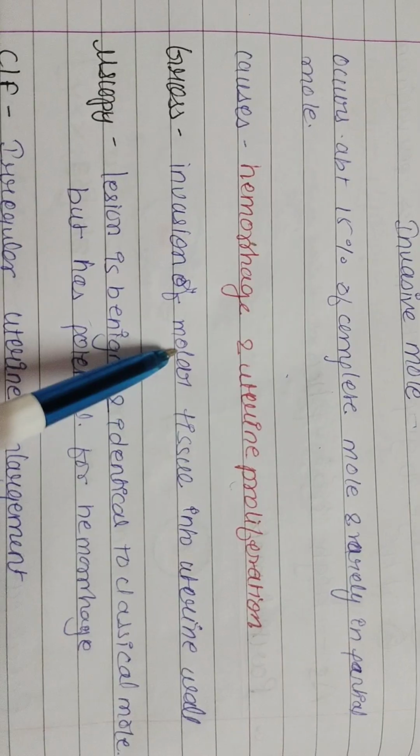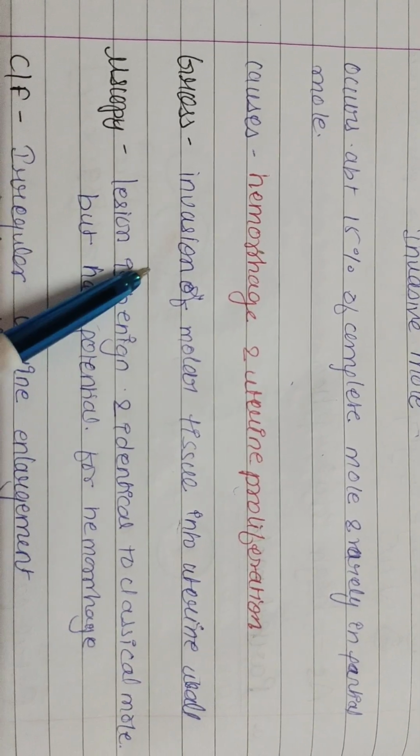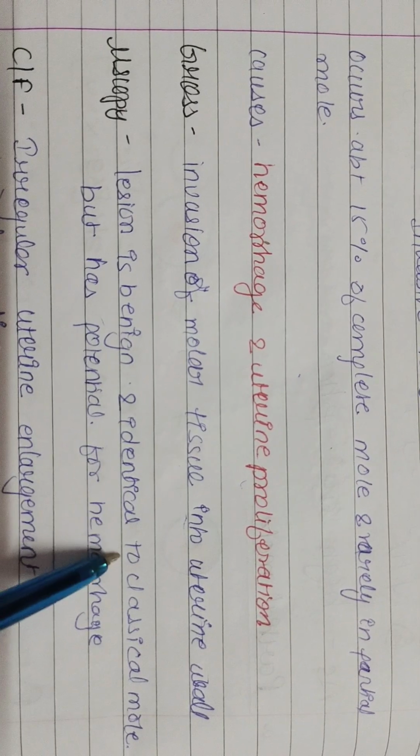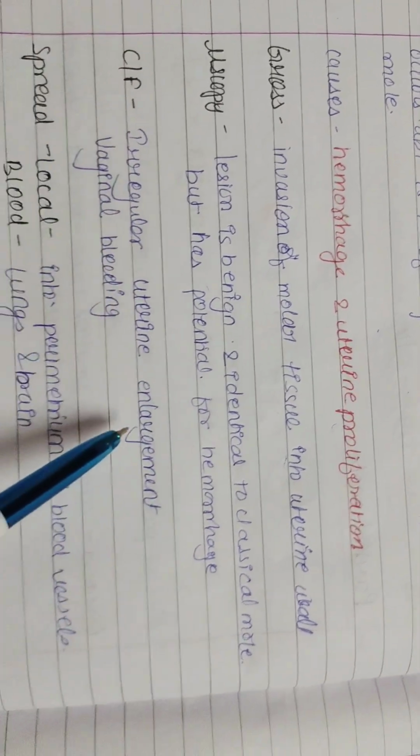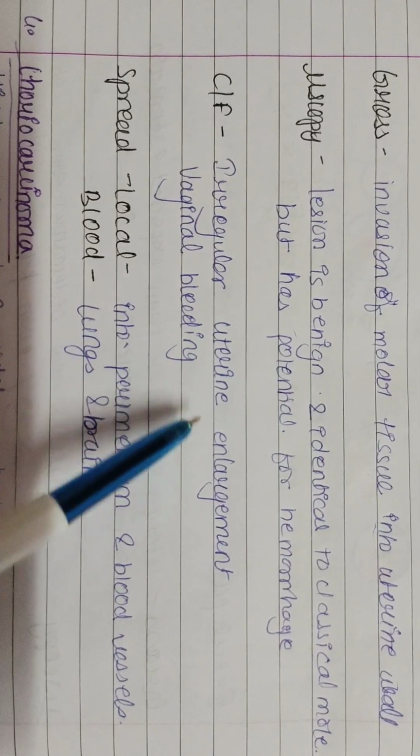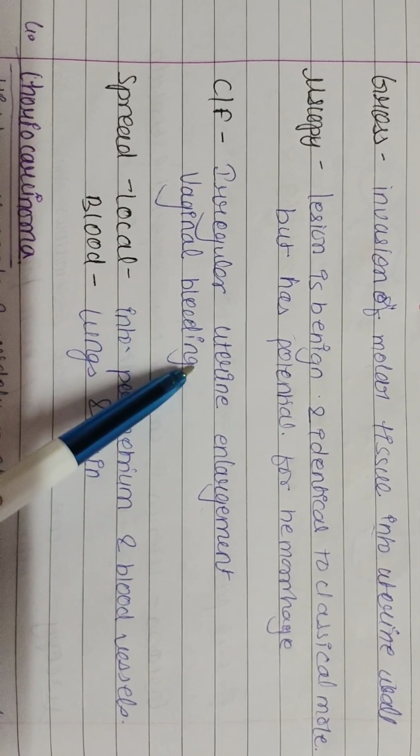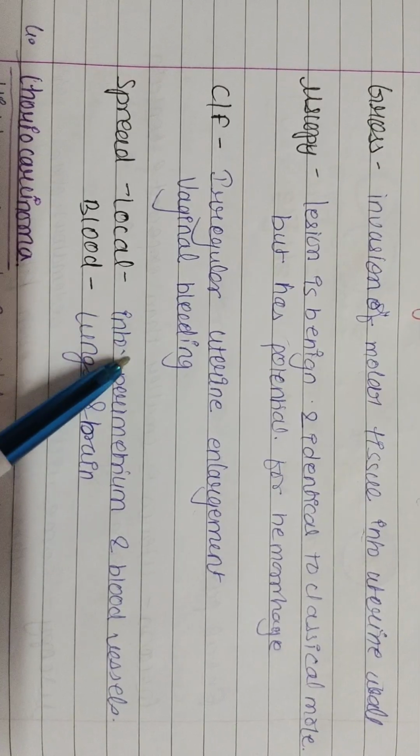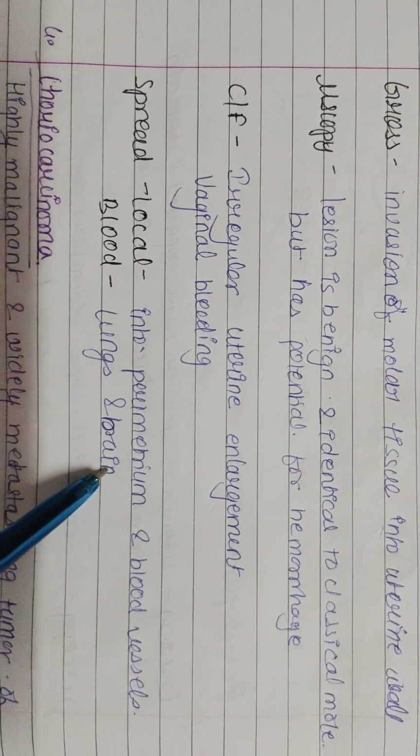Gross features of invasive mole are invasion of molar tissue into the uterine wall. Microscopically, the lesion is benign and identical to the classical mole but has a potential for hemorrhage. Clinical features are irregular uterine bleeding, enlargement, vaginal bleeding, spread to local areas into the peritoneum and blood vessels, and via blood to the lungs and brain.